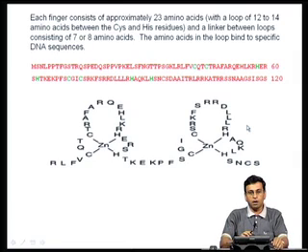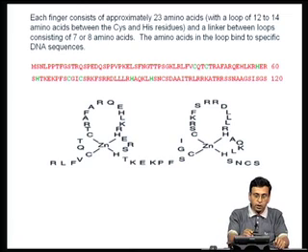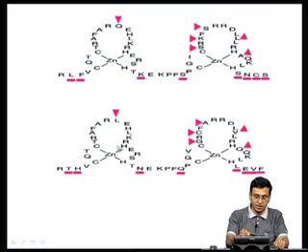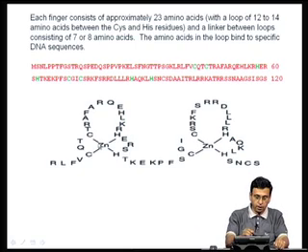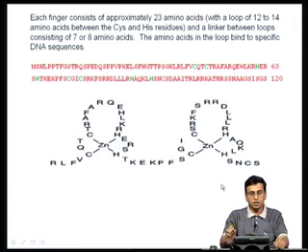Now, let us see how this is formed. Here I give one example of a cartoon of how a zinc finger of a transcription factor is formed. As I told you, each zinc finger consists of approximately 23 amino acids with a loop of about 12 to 14 amino acids. You can see these 12 to 14 amino acids form a loop, and these are the two cysteines and two histidines which coordinate with the zinc. This is the amino terminus; the protein comes here and goes like this and comes like this and goes like this. In this case we have two C2H2 zinc fingers, so it is a C2H2 zinc finger protein.